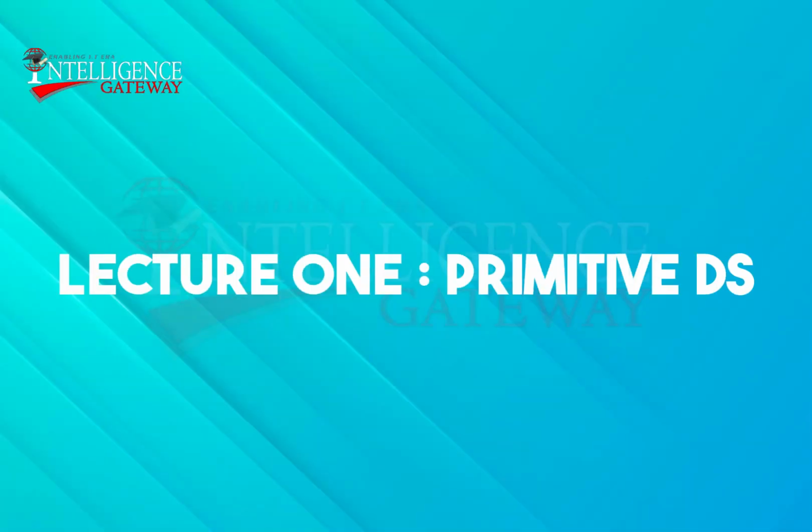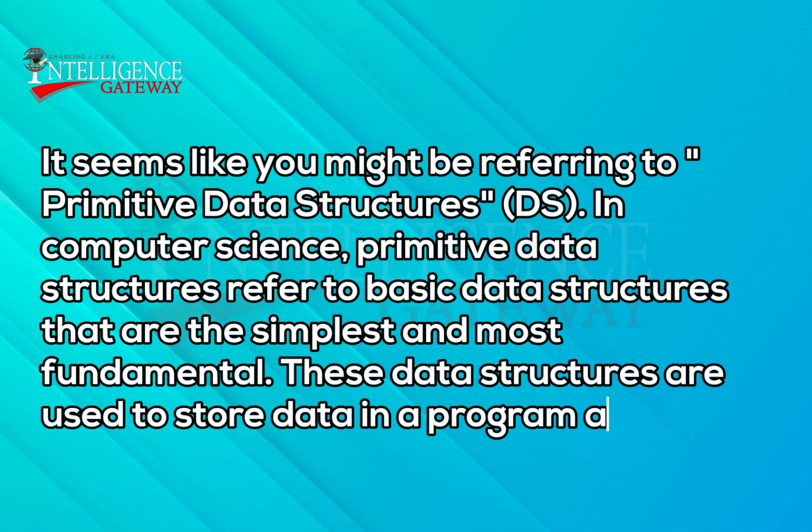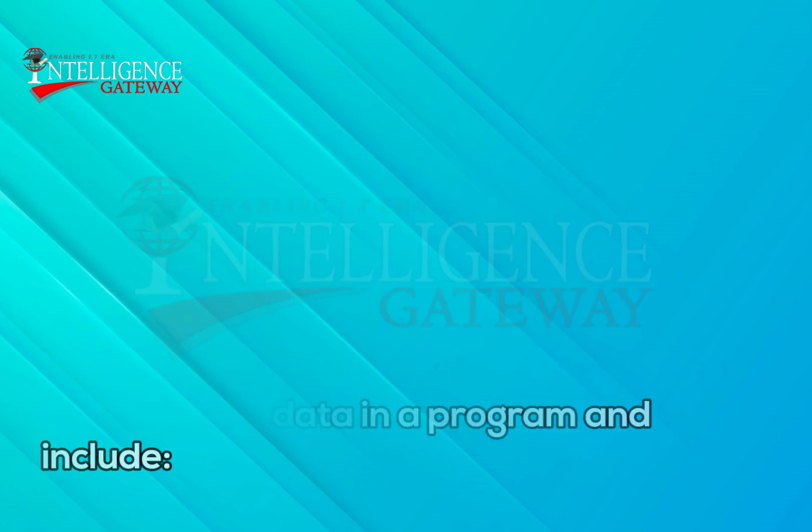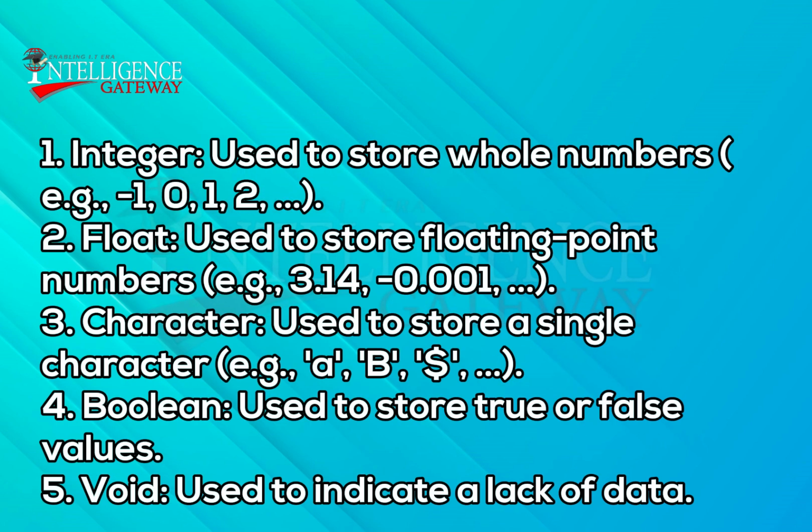Lecture 1, Primitive DS. It seems like you might be referring to primitive data structures, DS. In computer science, primitive data structures refer to basic data structures that are the simplest and most fundamental. These data structures are used to store data in a program and include: 1. Integer, used to store whole numbers, e.g., -1, 0, 1, 2.